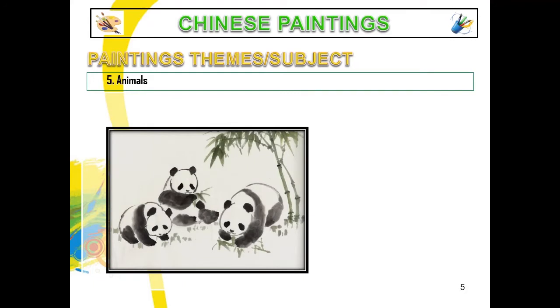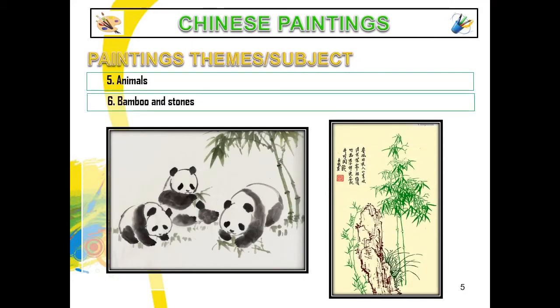Another one is the animal, and they love panda because panda can only be found or endemic in China. And it's only in China that breed this beautiful bear. That is why they love it as a subject of their painting, and they include bamboo because bamboo is the favorite food of this beautiful creature. Now, observe the bamboo painting. It has a calligraphy. Bamboo also symbolizes strength in China.